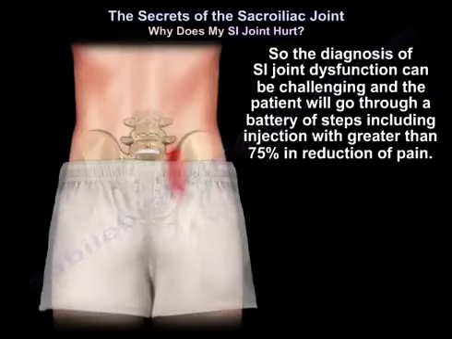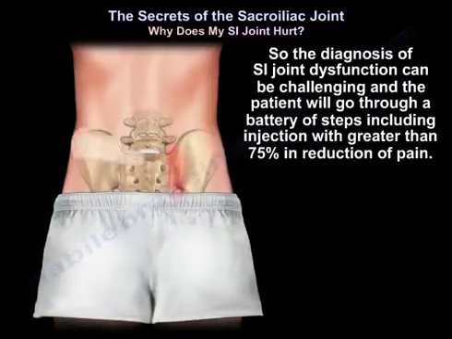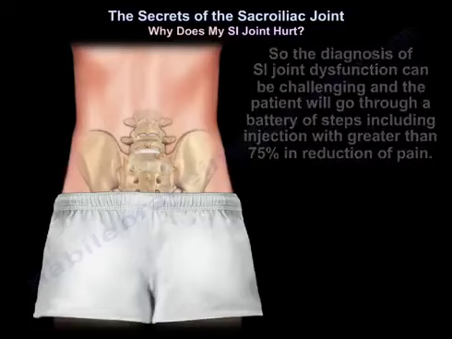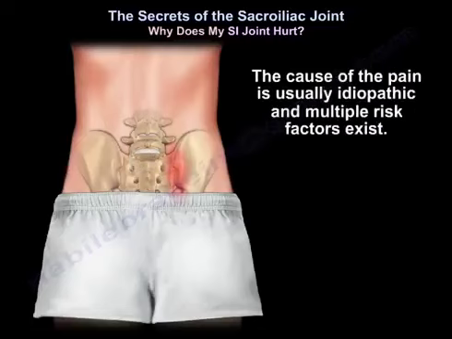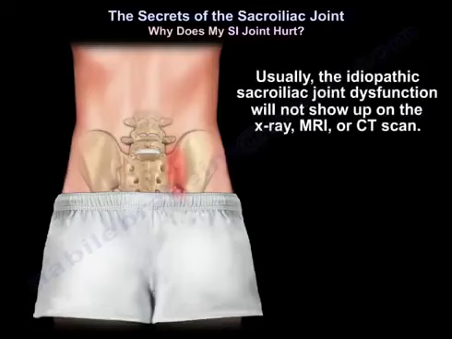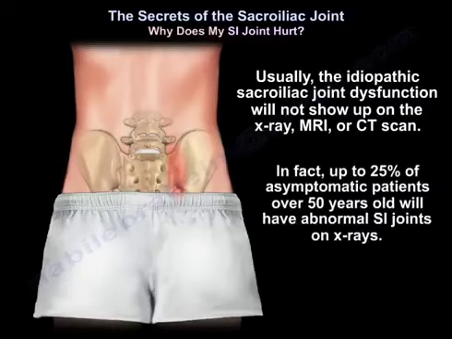So the diagnosis of sacroiliac joint dysfunction can be challenging, and the patient will go through a battery of steps, including injection with greater than 75% reduction in pain. The cause of the pain is usually idiopathic, and multiple risk factors exist. Usually, the idiopathic sacroiliac joint dysfunction will not show up on the X-ray or MRI or CT. In fact, up to 25% of asymptomatic patients over 50 years old will have abnormal sacroiliac joints on X-rays.